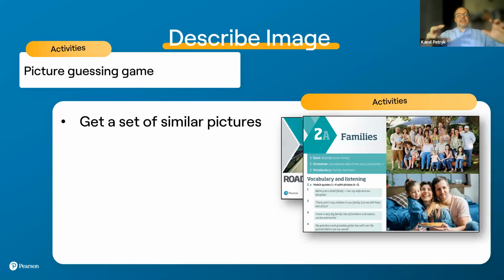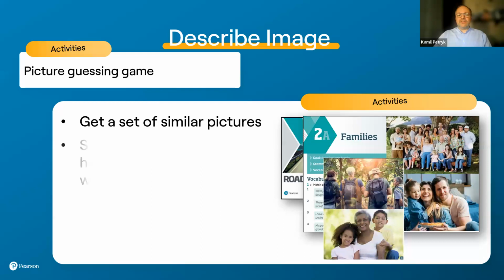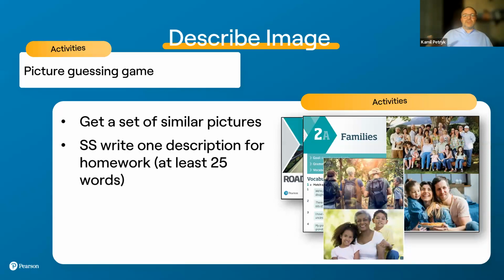So what you need is a set of similar pictures, let's say 4 similar pictures. And what you ask the students, you can do it for homework or you can do in class, is to choose one picture and write one description, at least 25 words, remember. If you set it for homework, again, you can ask them to type it, right? Because typing, we have to bear in mind that in the exam, they have to type. So if you feel that your students are not used to typing longer text, they're used to typing some social media messages, but they might not be used to typing longer text.